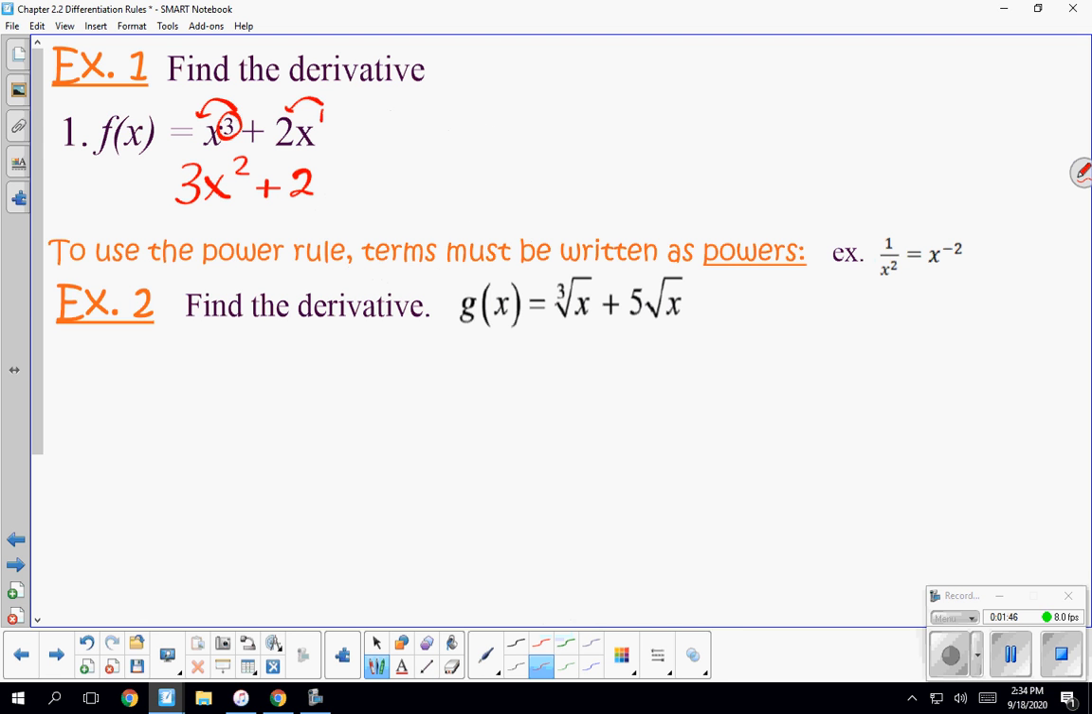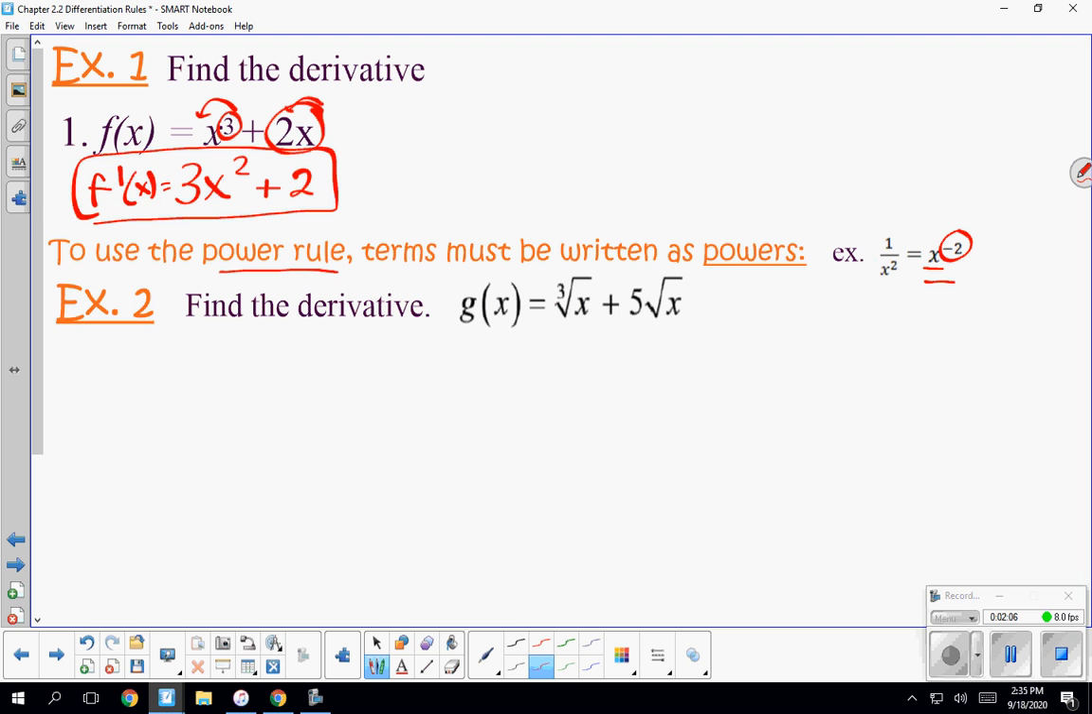Another way to think about it is this is a linear function. Its slope is 2. We must label that, but that's it. That's our derivative. So in order to use that, which is called the power rule, we have to write our terms as powers. So it's got to look like a variable with some numerical exponent.